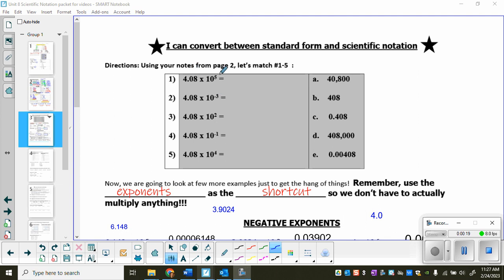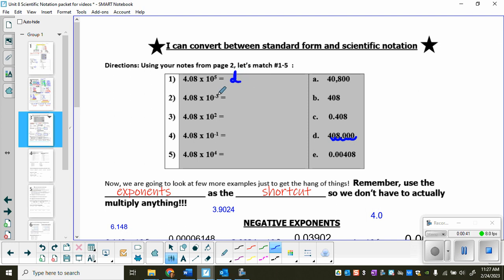So friendly reminder that when we see that times 10 to the fifth power, we're going 1, 2, 3, 4, 5, we're filling it in. So we should see from the 4.08, it's 1, 2, 3, 4, 5. And if we're multiplying something times 100,000, we should be in the 400,000s. So this one matches up with D.